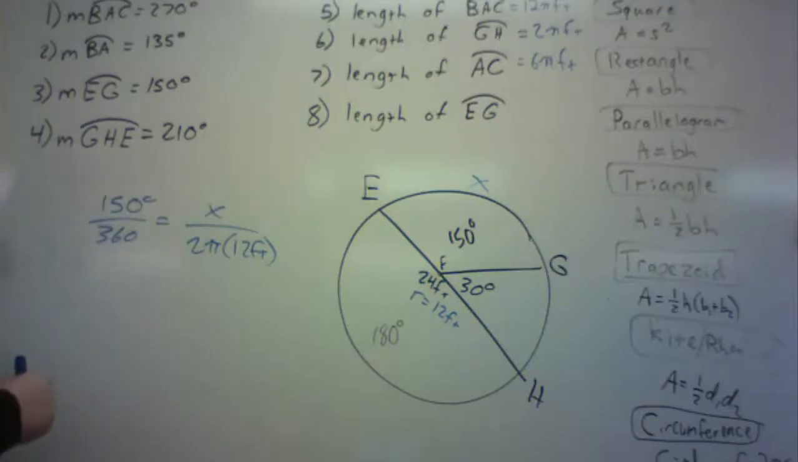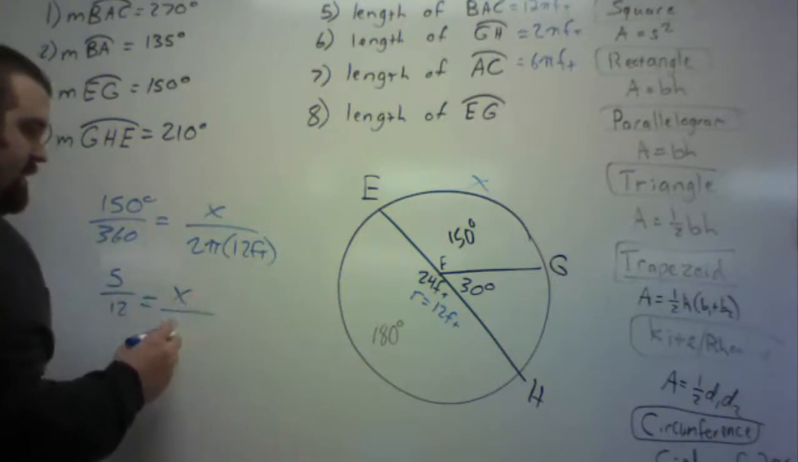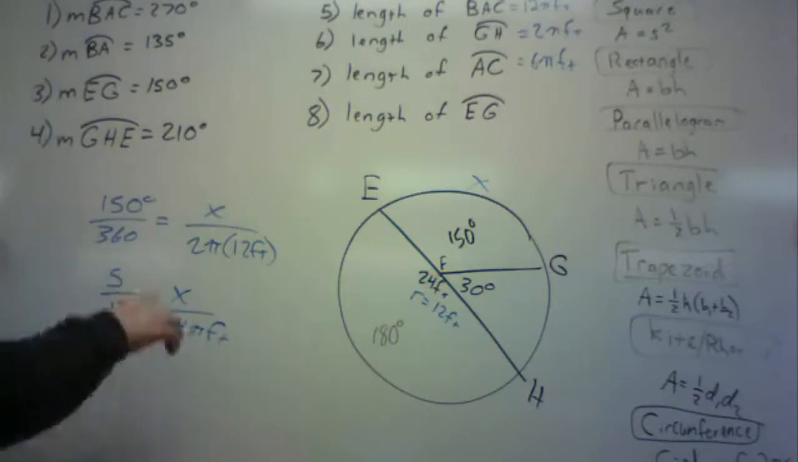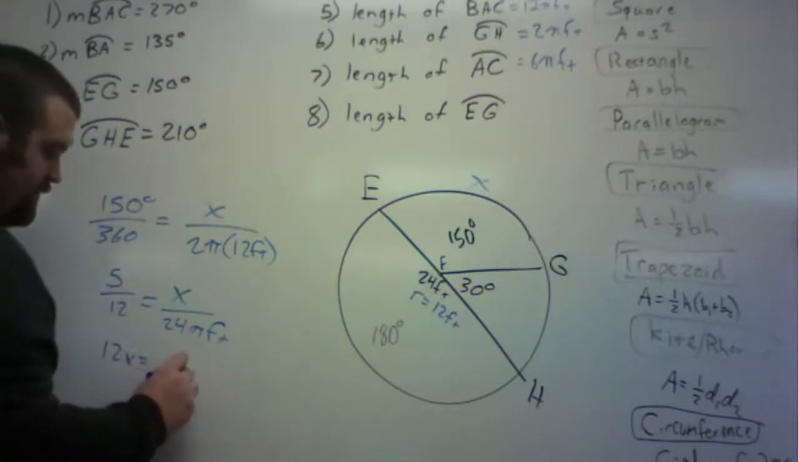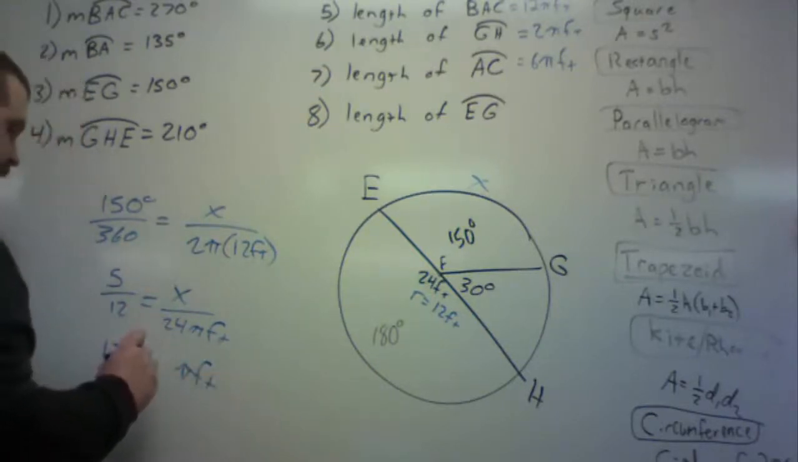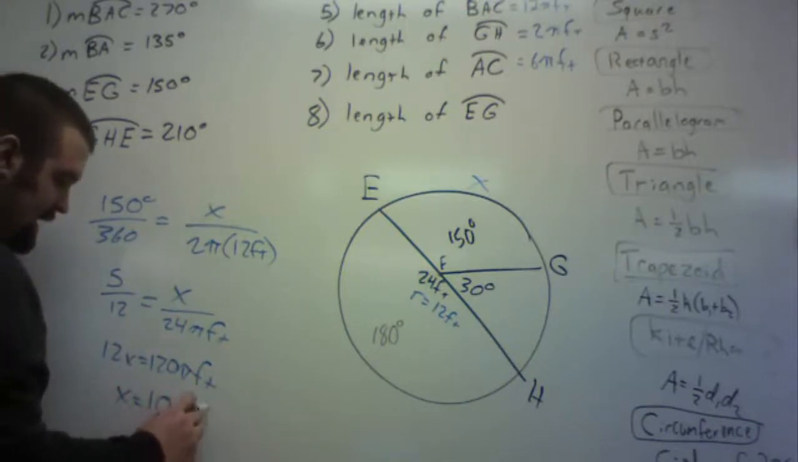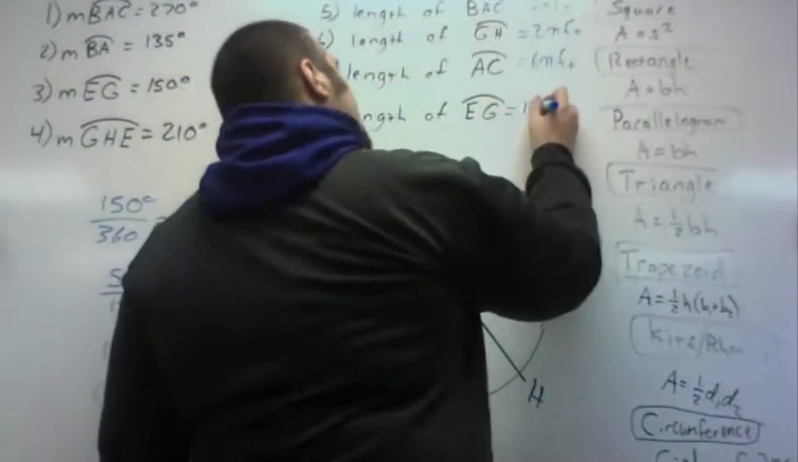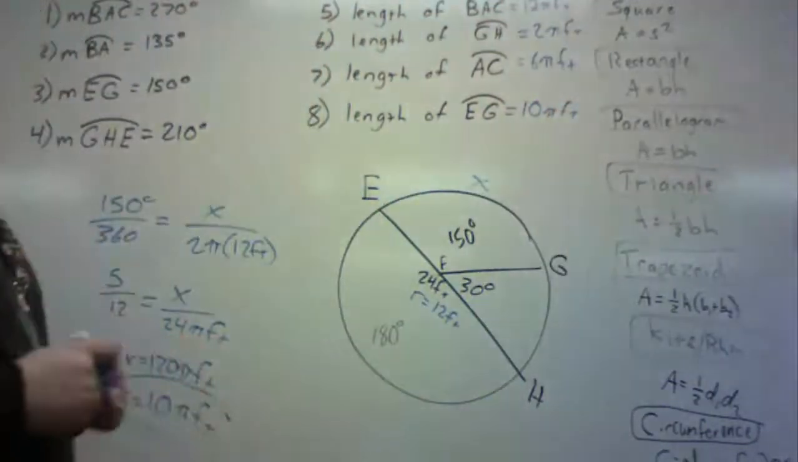Reduce the left side to make it easier on ourselves. I believe we end up getting 5/12 equals x over 24 pi feet. Cross multiply, I get 12x equals something pi feet. 120 pi feet. Divide both sides by 12, x equals 10 pi feet. So the length of arc EG is 10 pi feet. And if you put that one in decimal form, you would have got 31.4 feet.